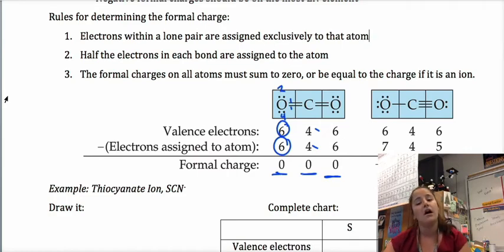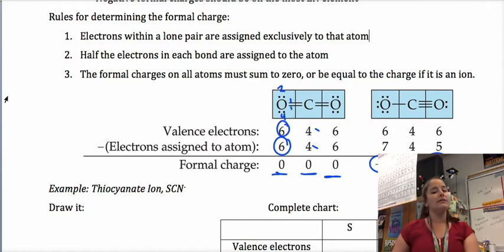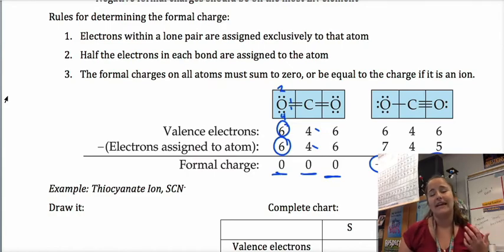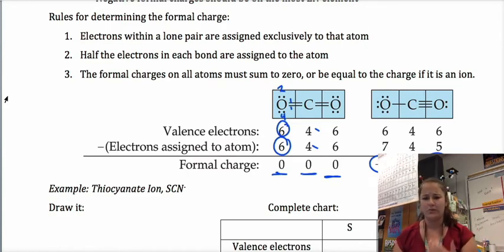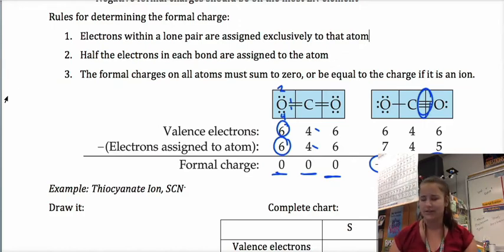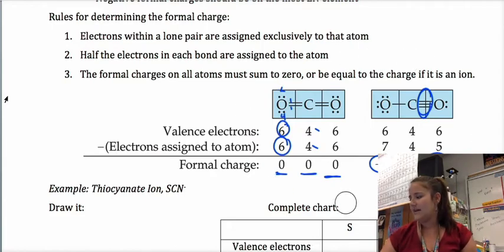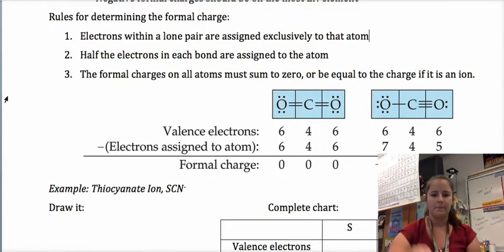Where in this one, although they still add up to 0, we have a -1 and a +1 on the 2 different oxygens. And while that's possible, it's not ideal. It's not going to be the most favorable structure. These electrons here are going to want to spread out. Okay? So let's look at another example.